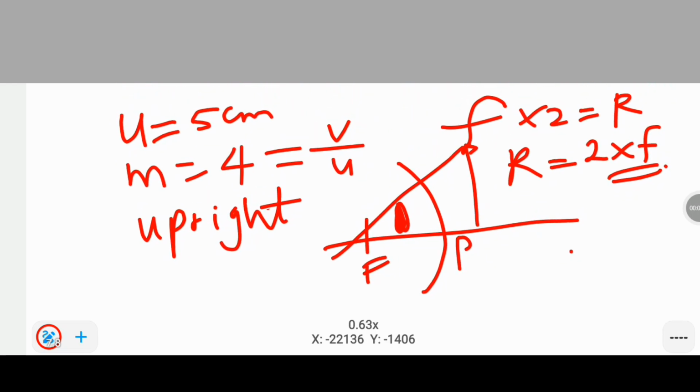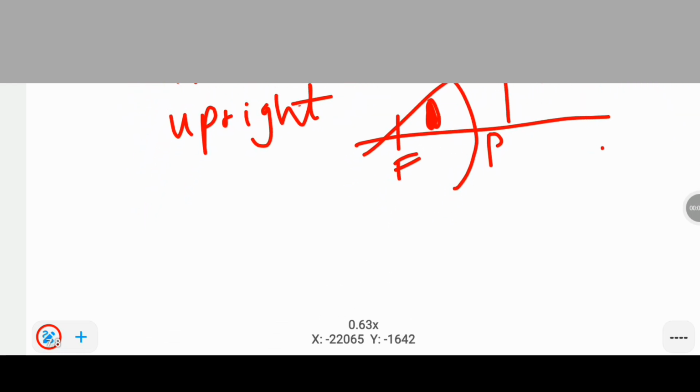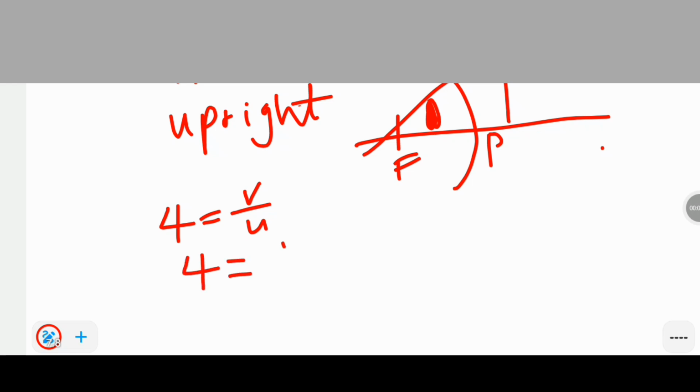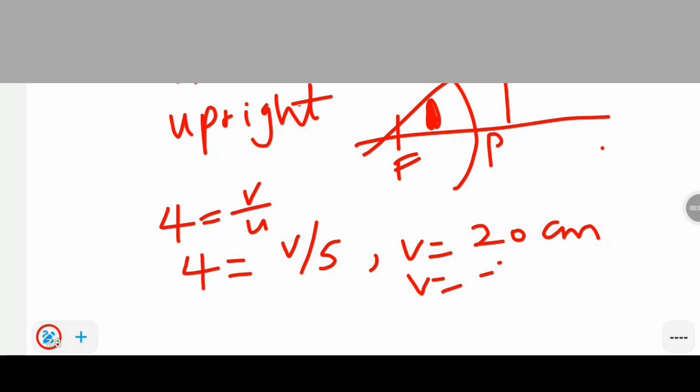So let's find the value of V first. Since U is 5 and M is 4, we're going to get 4 is equal to V over U. But our U is 5. So you're going to say 4 is equal to V over 5. From here, cross multiply, you're going to get V equals 20 centimeter. But since the image is virtual and it is magnified, V is going to be minus 20 centimeter.